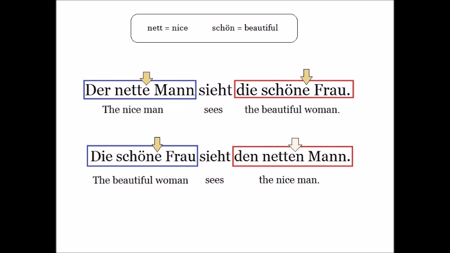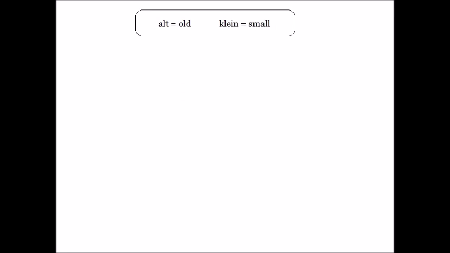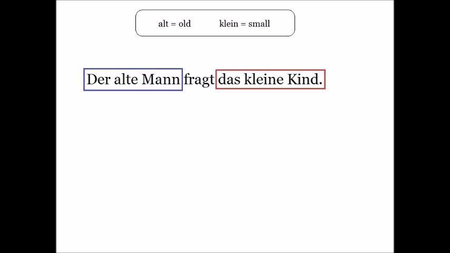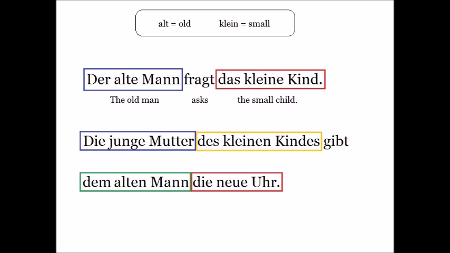Here are some more examples. Alt means old. Klein means small. Der alte Mann fragt das kleine Kind. The old man asks the small child. Die junge Mutter des kleinen Kindes gibt dem alten Mann die neue Uhr. The young mother of the small child gives the old man the new watch. So most of these adjective endings are n, but the most important and most used ones are e.